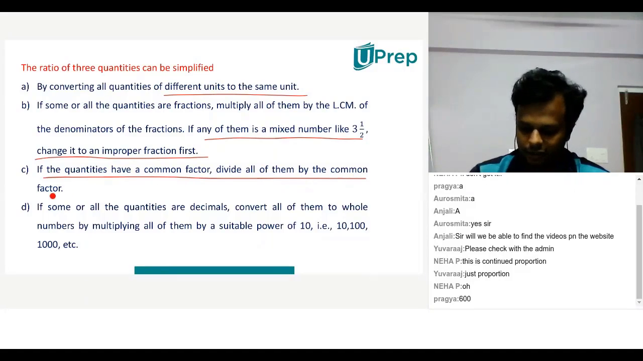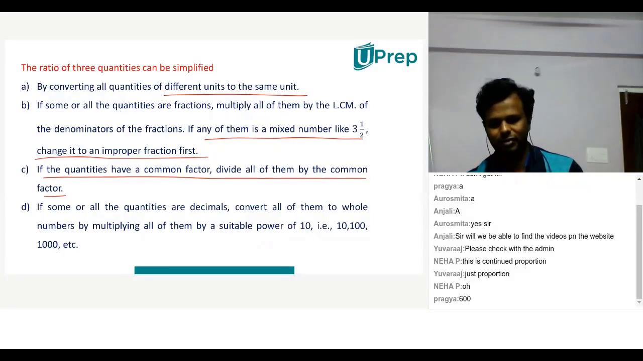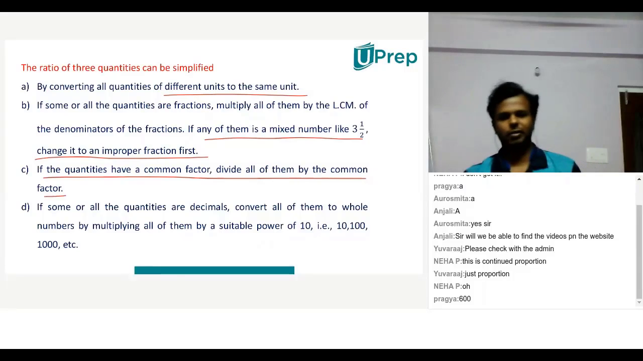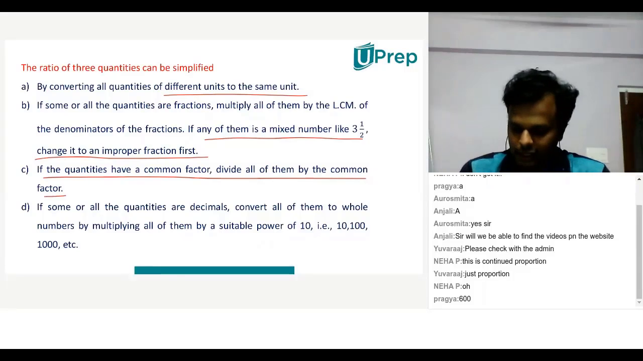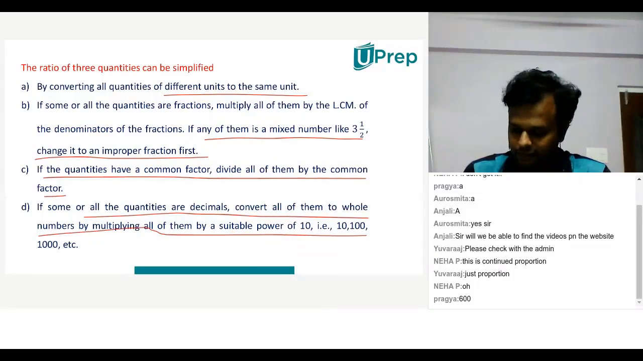Children, do not worry about these rules. We'll see them as we solve some examples. When you see the examples, it's easy to understand. This is just for your information that I'm telling all these. And if some or all the quantities are decimals, convert all of them to whole numbers by multiplying all of them by a suitable power of 10.